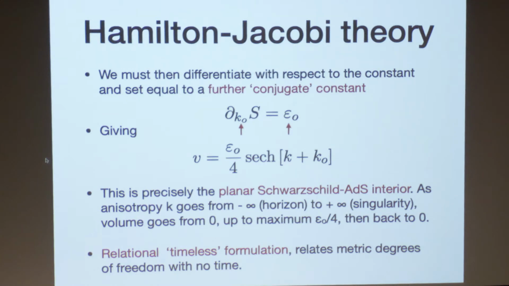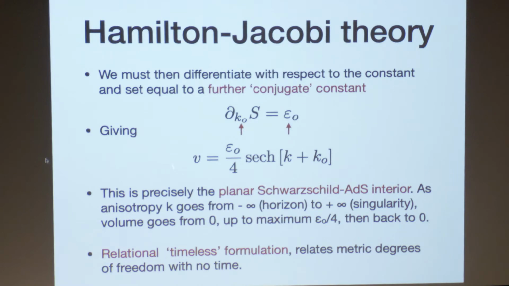Anyway, this is what you're supposed to do. That's what the textbook says to do. You differentiate with respect to the constant, and you set that equal to another constant. And then you now solve for V as a function of K. So now this is relating one coordinate and another coordinate, and they're two constants of integration.